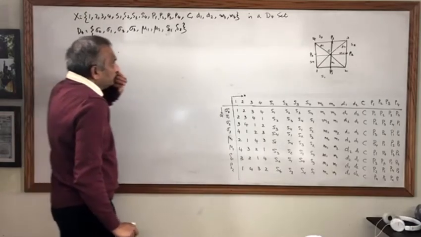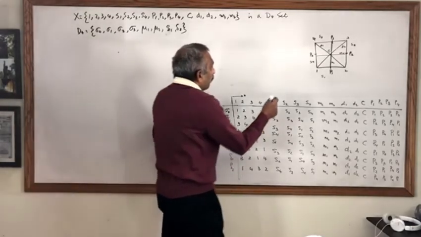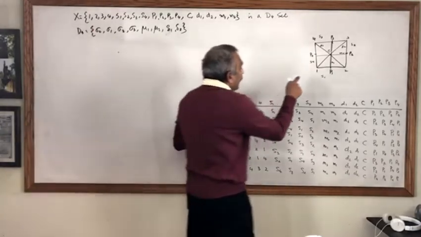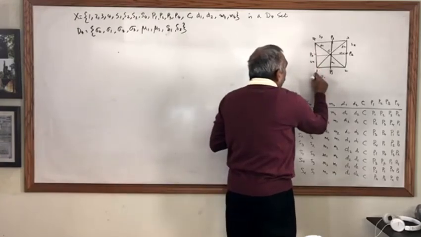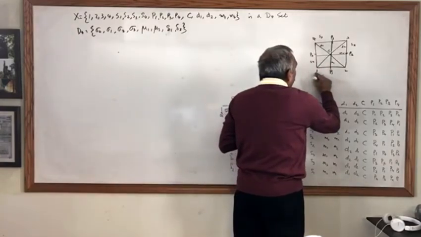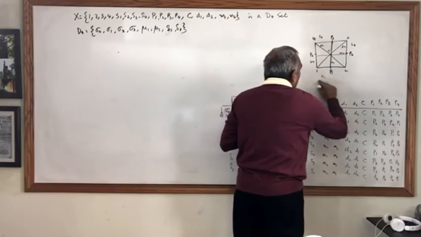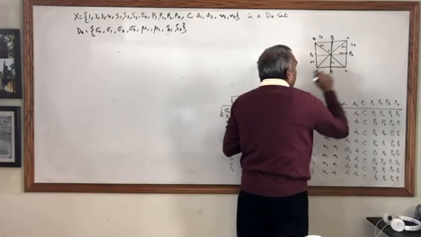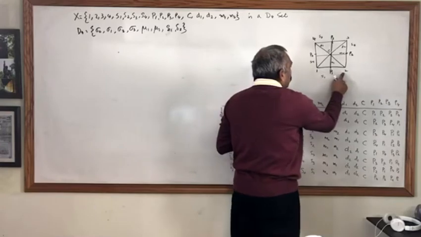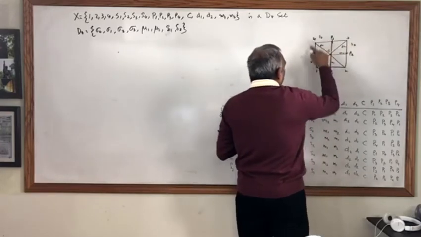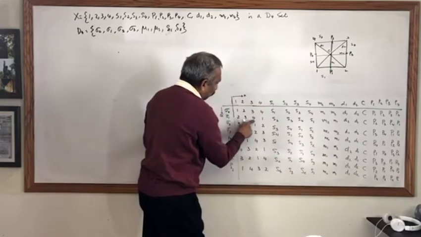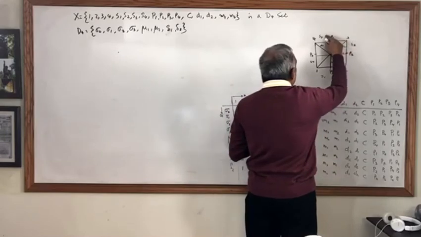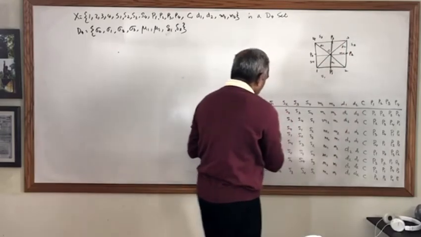Sigma 1 operating on this X would be the elements of the square when we rotate this vertex anti-clockwise by 90 degrees. So 1 will go to 2, 2 will go to 3, 3 will go to 4, and 4 will go to 1. And that is what this one, 3, 2, 4, 1 is. Similarly, S1 will go to S2, S2 will go to S3, S3 will go to S4, and S4 will go to S1. And that is this.